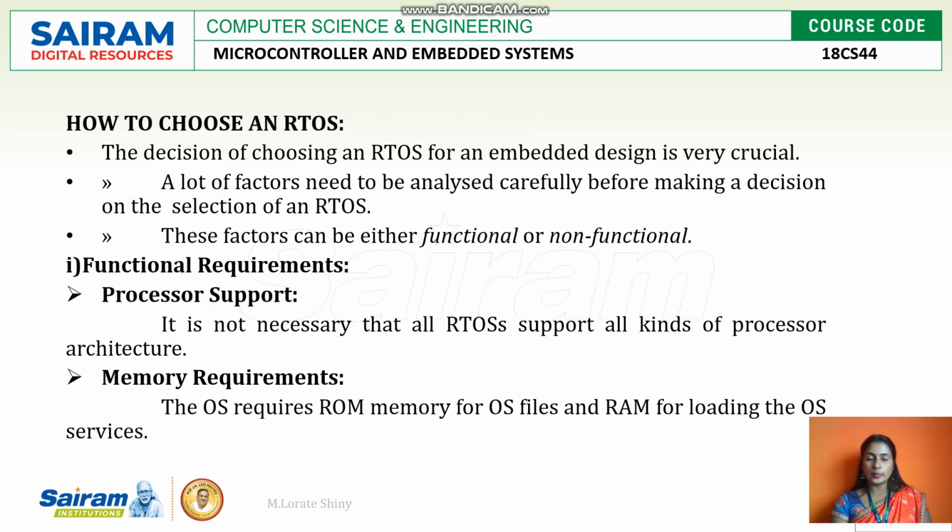First one, processor support. It is not necessary that all the real-time operating systems support all kinds of processors. So before choosing the processor, first we have to make sure that the processor is supporting the real-time operating system. Second one, memory requirements. All the real-time operating systems need two types of memory, RAM and ROM. It needs ROM for storing operating system files. It needs RAM for loading the operating system services.